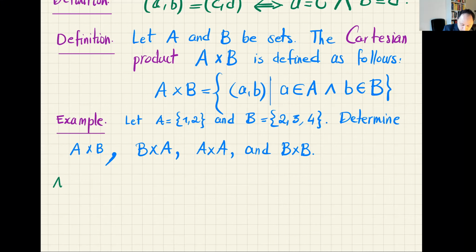So A cross B, let me write them in front of them. A is {1, 2}. This part is not mandatory; I'm just writing everything to be in front of our eyes.